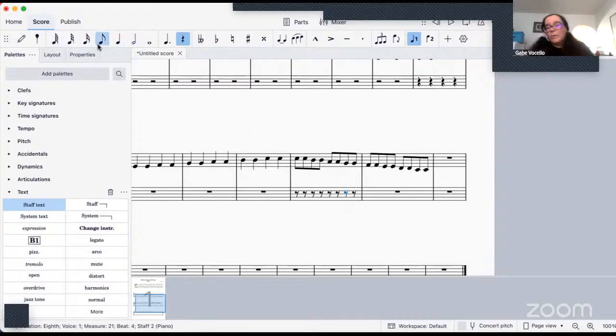The good news about the software is that it's beautiful. My handwriting in music is chaotic. Today, some of the students experienced my handwriting.